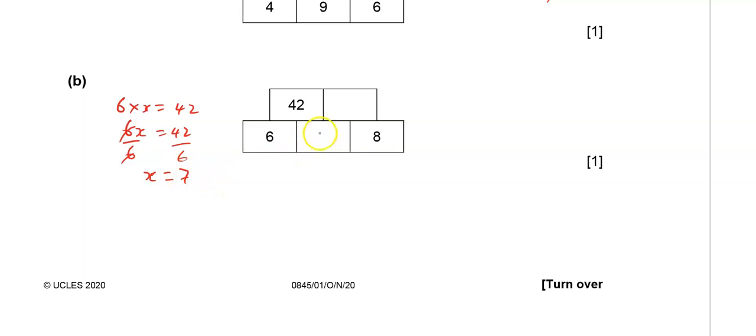So x is 7. Then the product which goes here is the product of 7 and 8. So 7 times 8 gives us 56. So 56 goes there.